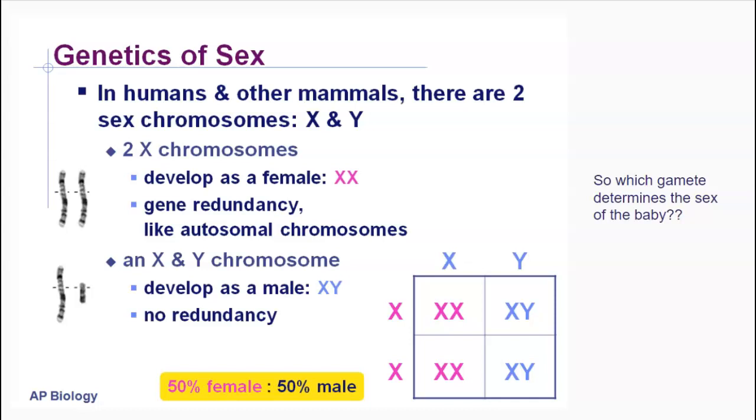But what a lot of people don't realize is, so then who determines the sex of the baby then? Which gamete, the sperm or the egg? Well, the egg can only have an X chromosome in it because moms only have X's. So actually the gender of the baby is determined by the dad. If an X sperm fertilizes the egg, congratulations, you have a girl. If a Y sperm fertilizes the egg, congratulations, you have a boy. And so that's where that comes from.